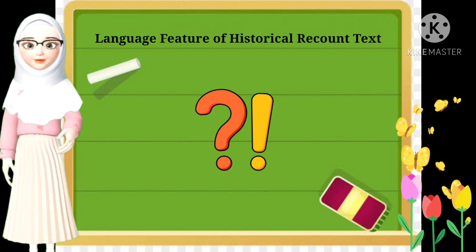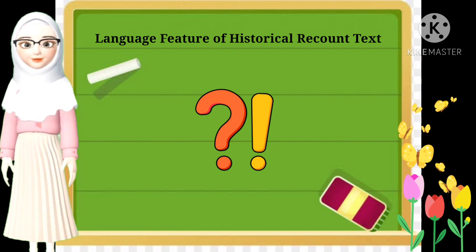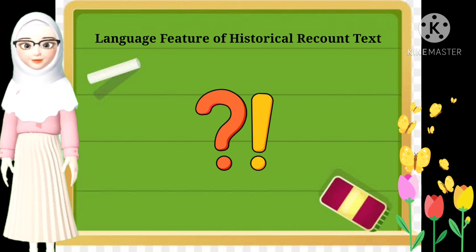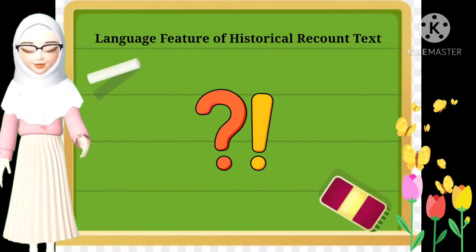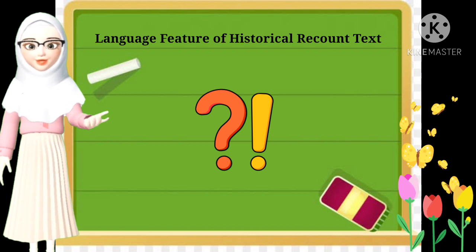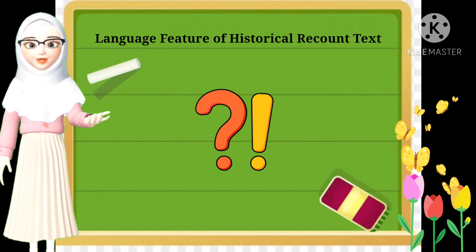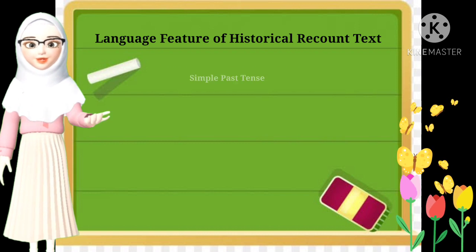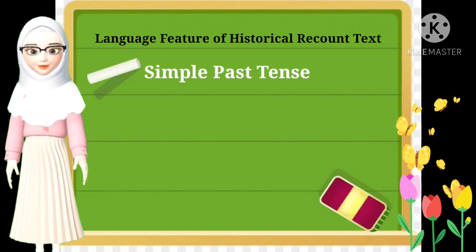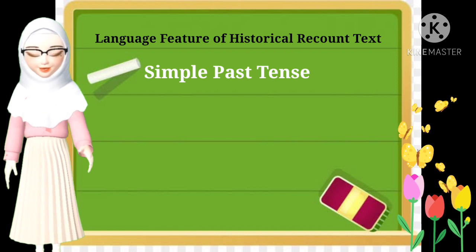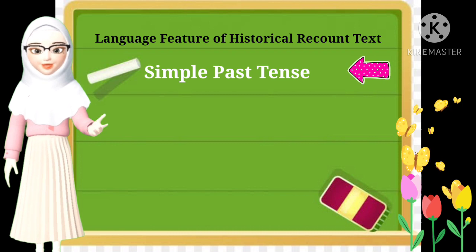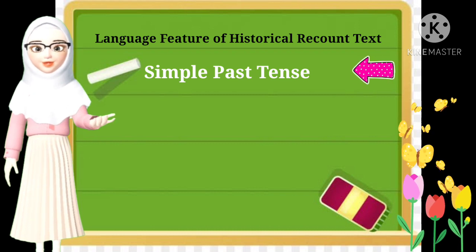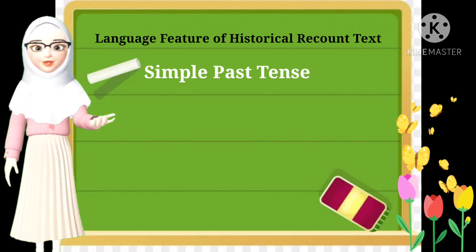For example, the historical context, because it is about history, so the event happened in the past time, right? So, you can conclude what tense is used? Good, it is simple past tense, right? So, we can say that the first language feature of historical context is the use of simple past tense.